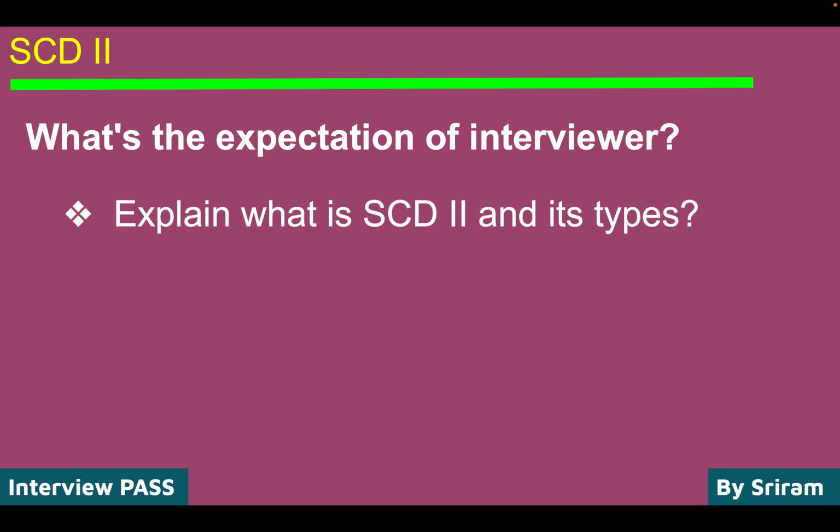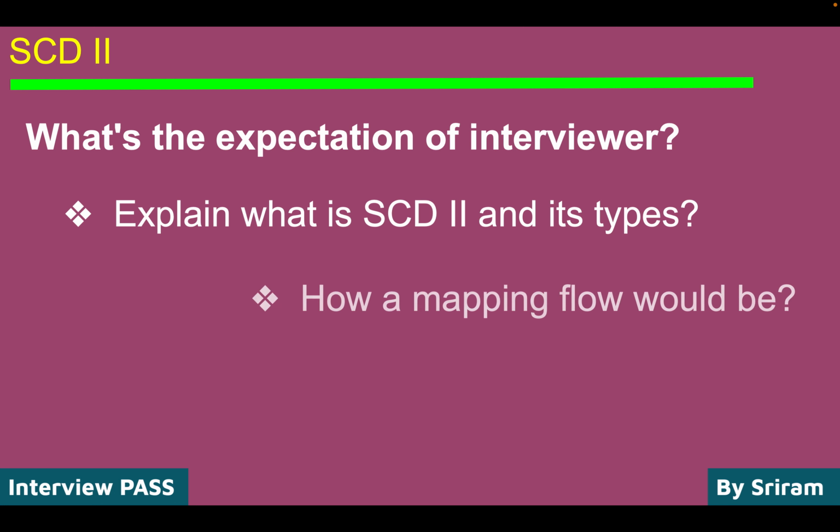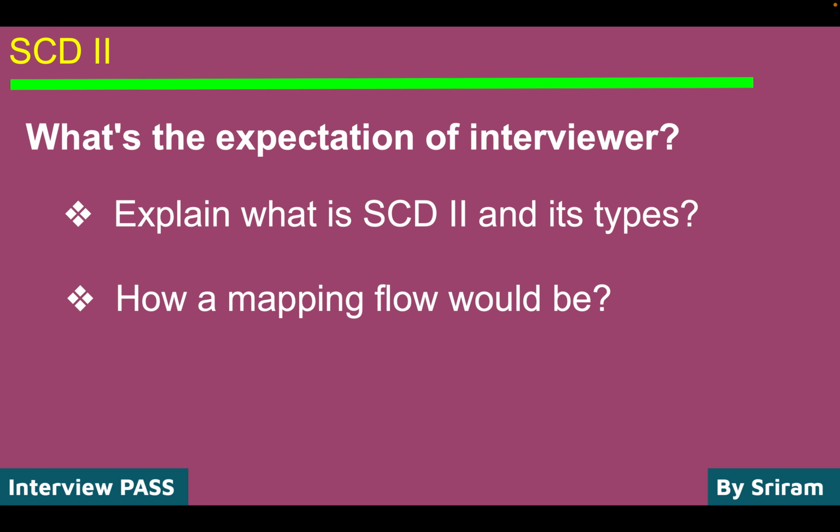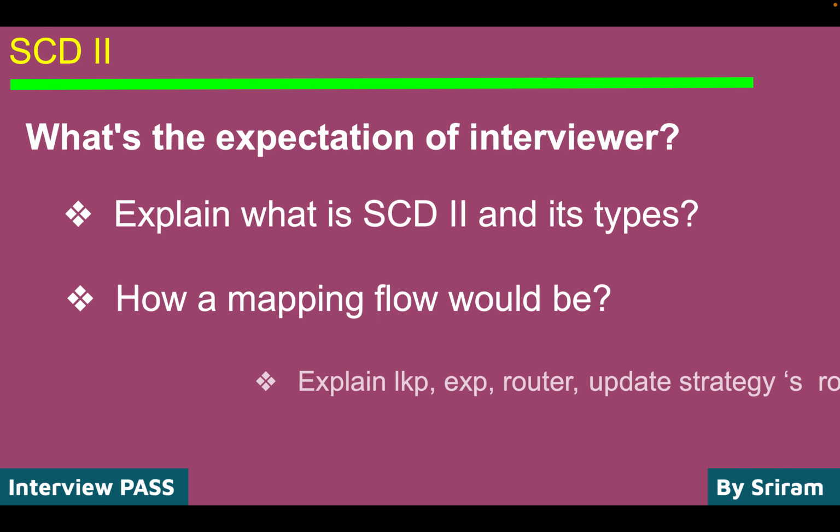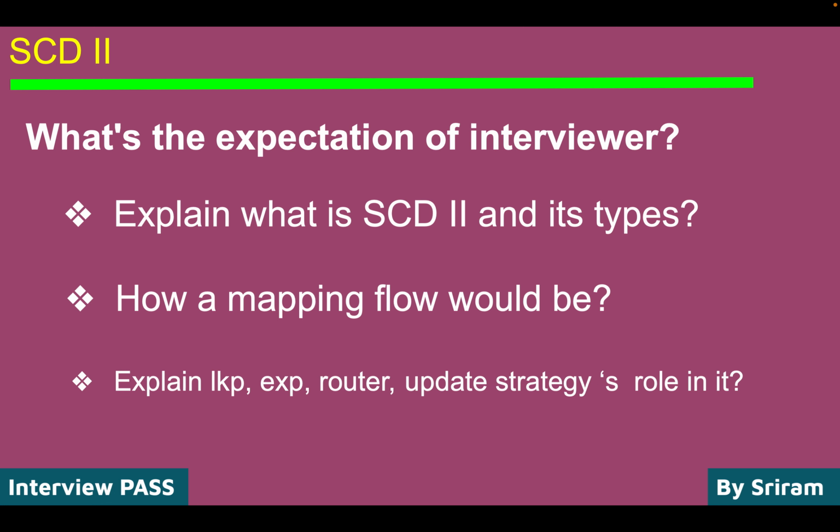There are three types of SD2, right? Versioning, flag, and date based, active indicator based. How a mapping flow would be, and explain the important transformations like lookup, expression, router, and update strategy's role in it. That's very important. Okay, let us see the mapping flow and try to explain how to do it. Let us see the illustration here.